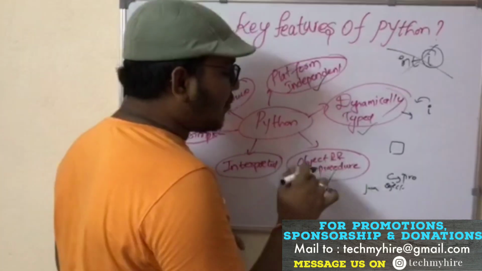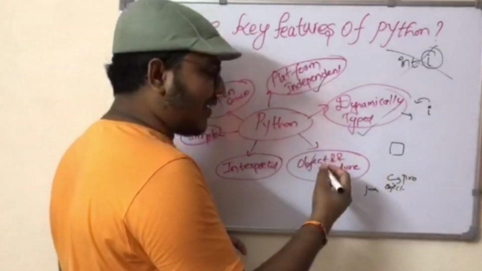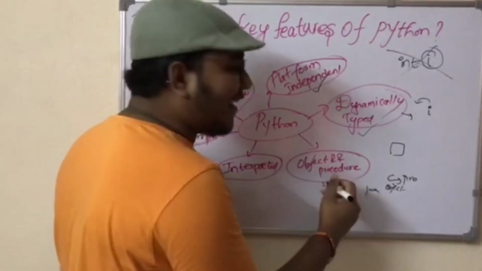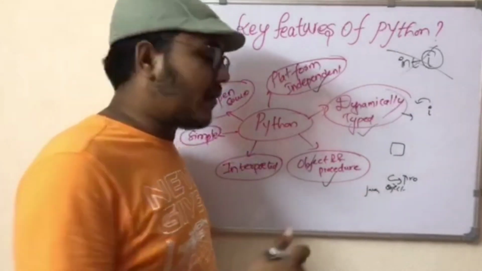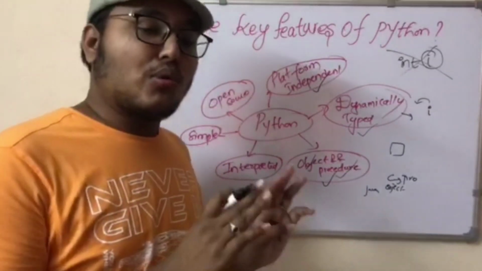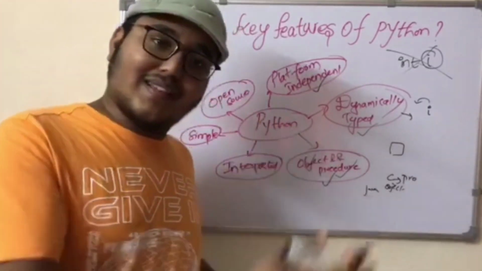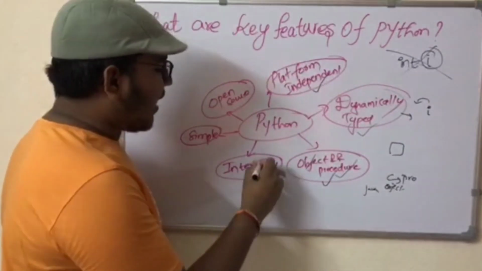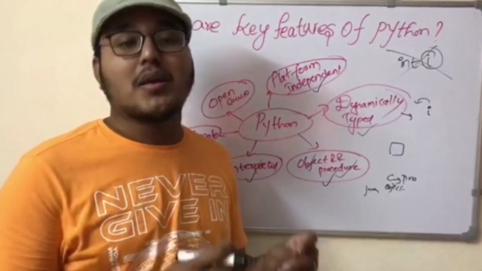However, we can write both object-oriented programs, with classes and all, and we can write without classes and run the program, that is procedural. So Python is both an object-oriented as well as a procedure-oriented programming language, and Python is an interpreted programming language.